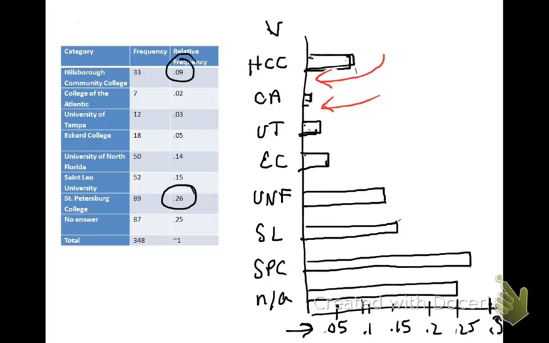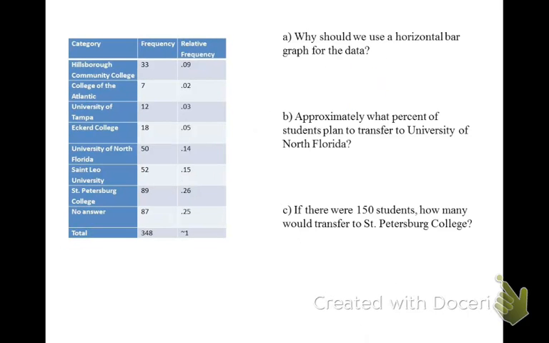And the last thing to notice is that the bar widths are as close as I could get to being the same size. For instance, this width and this width, I tried as much as I could to make them the same. If you don't have the same widths, your graph will be misleading. Why should we use a horizontal bar graph for the data? Horizontal bar graphs should be used when there's lengthy category names.